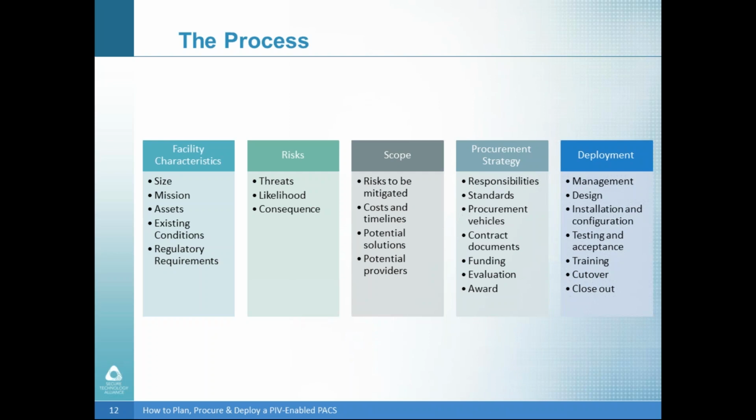And we'll start preparing our contract documents: requests for information, requests for proposals, independent government cost estimates, things along those lines, determining how much funding we have available, and making sure it matches our IGCE. We'll also figure out what criteria we're going to use to evaluate the proposals we receive and determine exactly how the award is going to be made, the procurement strategy itself.